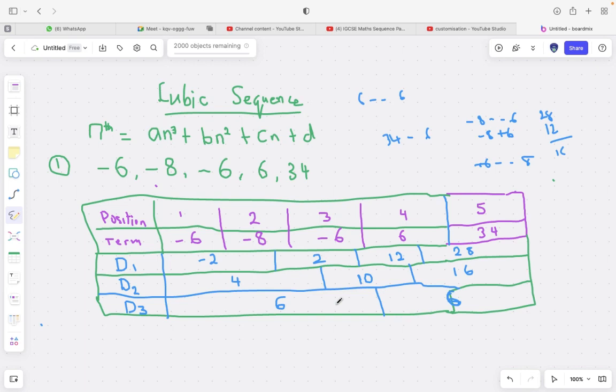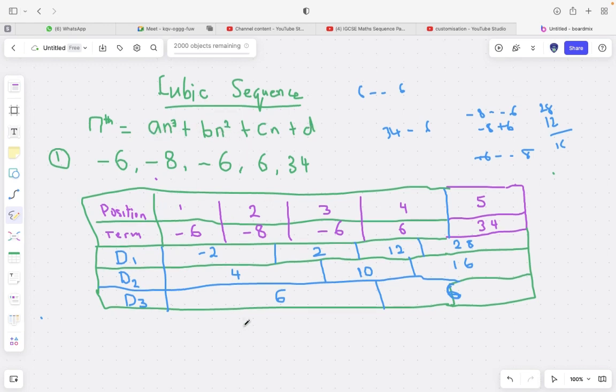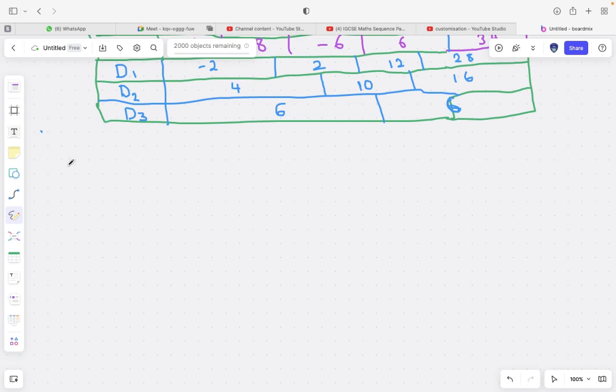Now what we're going to do is make another table to compare with this first table, and then we find our A. Remember, these are our coefficients. We're going to find A, B, C, and D. Then we substitute the values of A, B, C, and D back into this formula, and that will be the end term. Now let's draw another table for comparison.